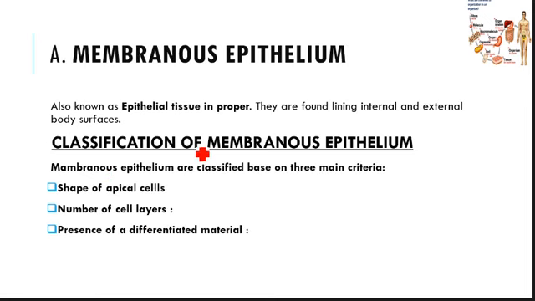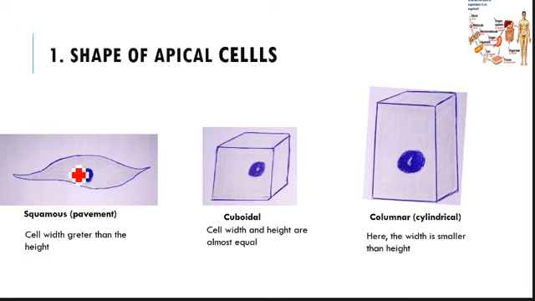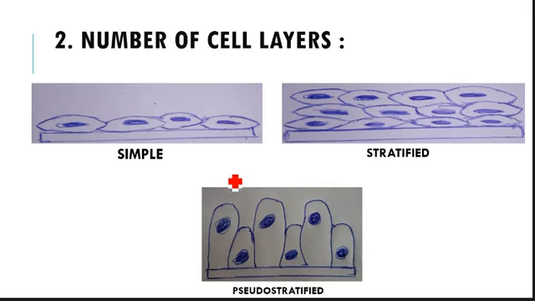Now, talking about membranous epithelial tissue, there are so many of them. How can we ease the classification of all these membranous epithelia? We can ease their classification based on three main criteria: the shape of the apical cells, the number of cell layers, and whether the epithelial tissue has differentiated material or not. Talking about the shape of the apical cells, the cells can be flat, called squamous, cubic, called cuboidal, or columnar, also called cylindrical epithelial tissues. Number of cell layers: if it is just one layer, we call it simple. If it's many layers, we call it stratified.